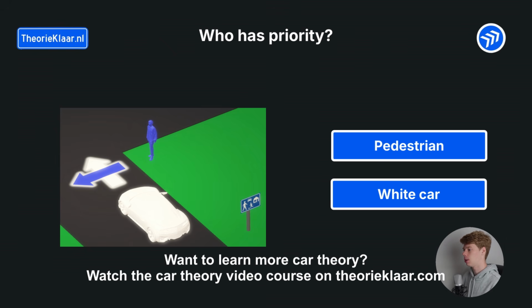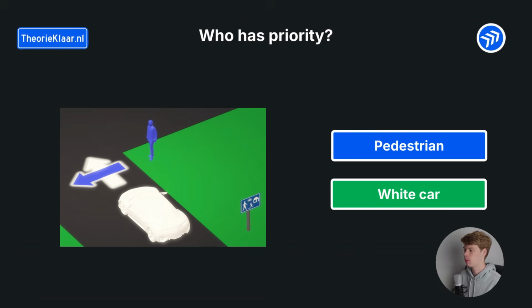Who has priority, the pedestrian or the white car? Then the right answer is the white car, because in a residential area, the normal right-of-way rules apply. And in this situation we see the side of the pedestrian, so the pedestrian is crossing. And if you see the side, it means the car goes first. But if you see the front or the back of the pedestrian, then the pedestrian has priority.